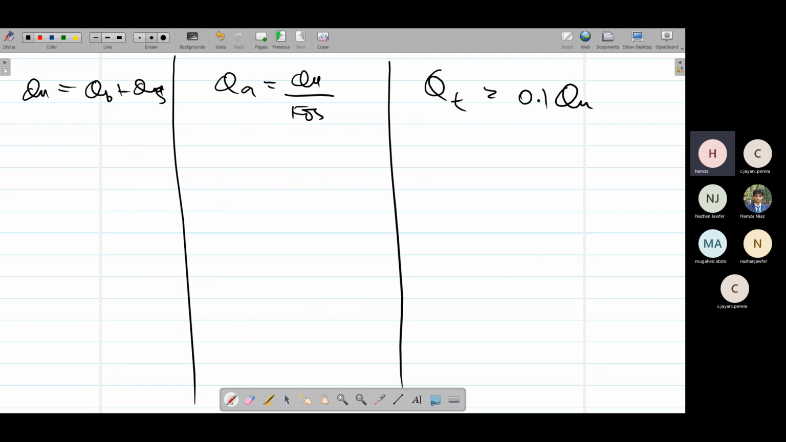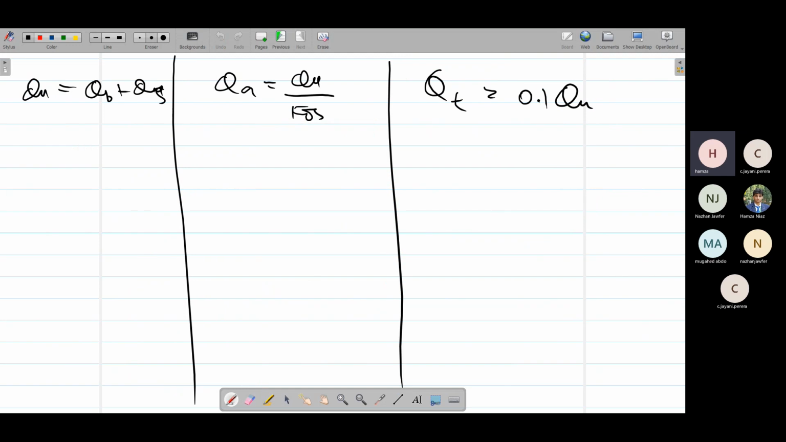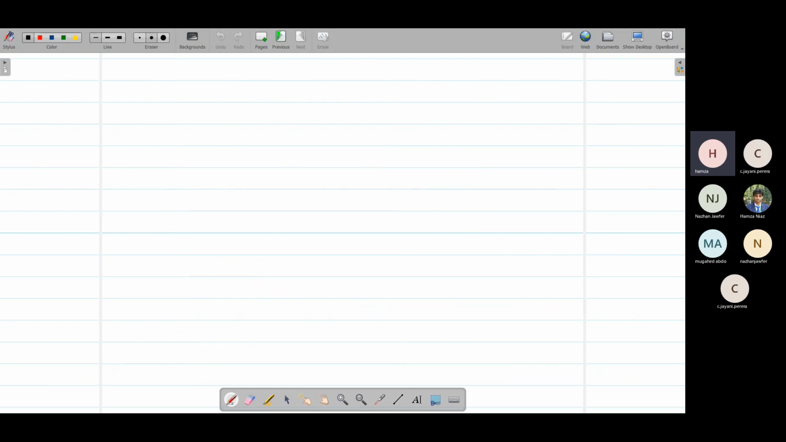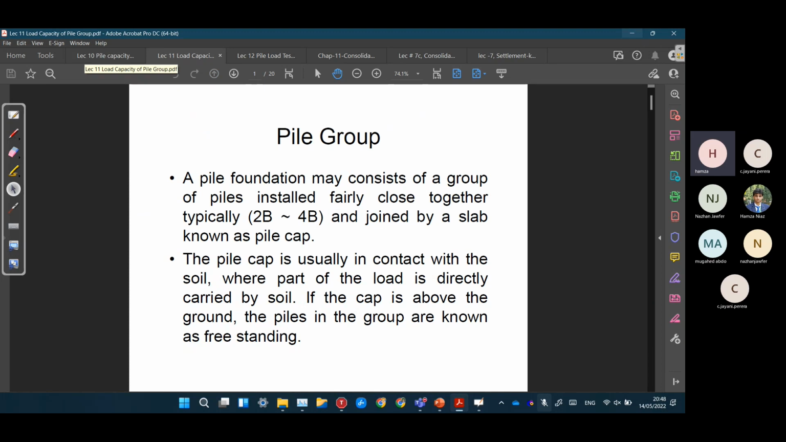So this is all the SPT test. We have to create this whole large table, and we have to use the formulas to calculate this. So any issue up till this part? This all concludes the part for individual piles.